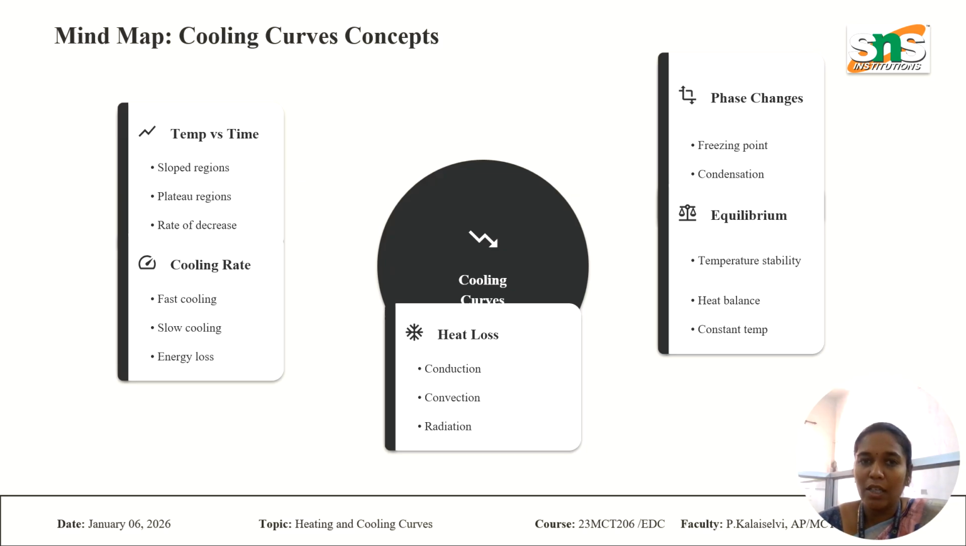Next is the cooling curve concept. Here again it is a temperature versus time graph, but temperature decreases. In the slope region, temperature reduces gradually, and in the flat region, phase change occurs. Here gas to liquid is condensation, and liquid to solid is freezing. During these cooling plateaus, energy is released but temperature remains constant. This released energy is also called latent heat.